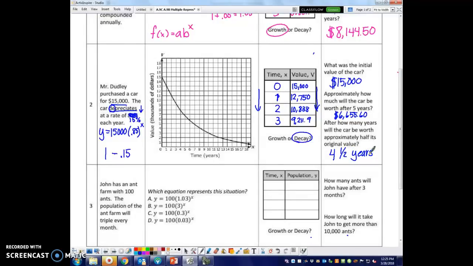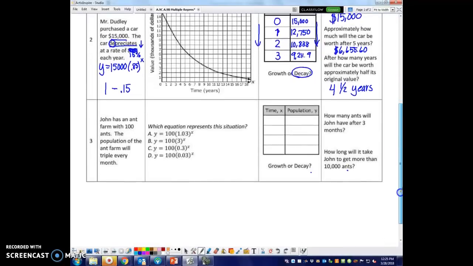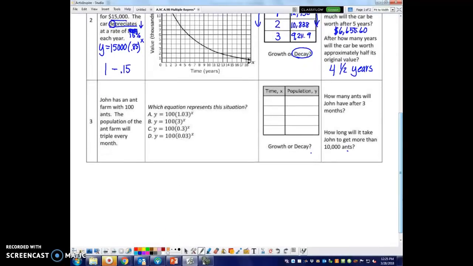At roughly 4.5 years. All right, let's look at number 3. See, isn't this fun? This is one of my favorites. Okay, so John has an ant farm with 100 ants. The population of his ant farm will triple every month. So this equation will look like y equals what you start with, 100.